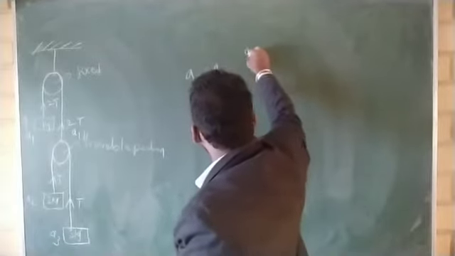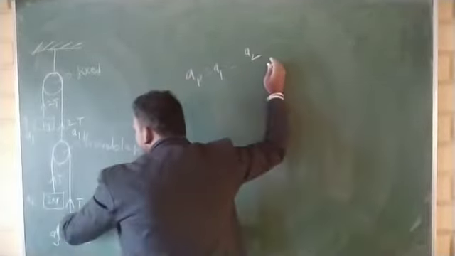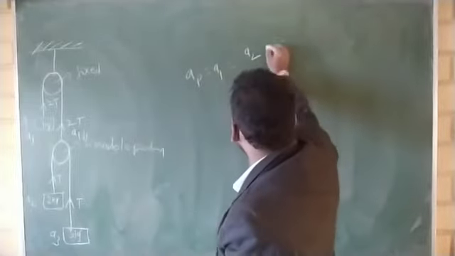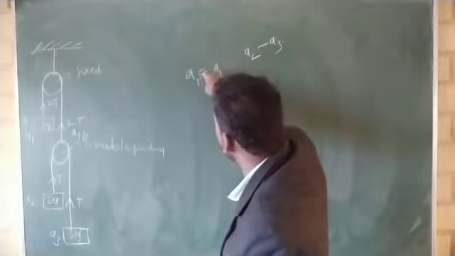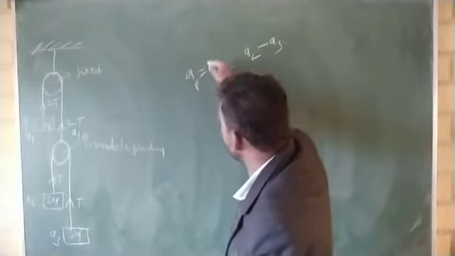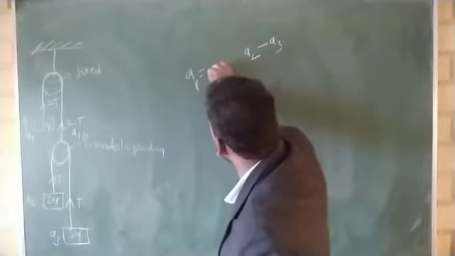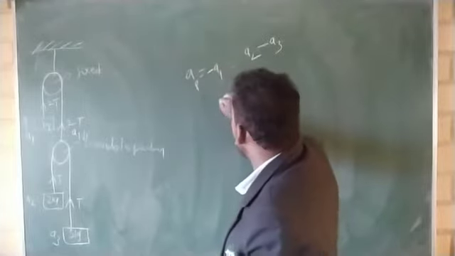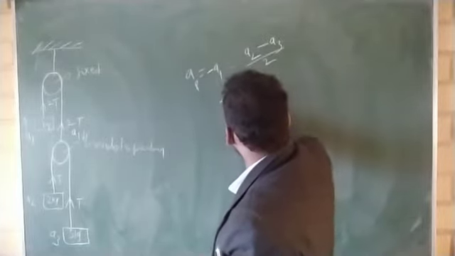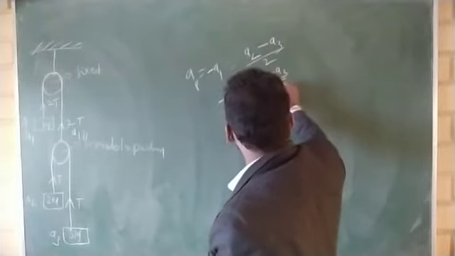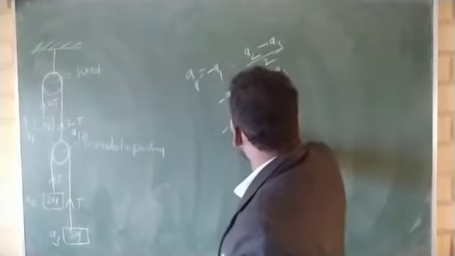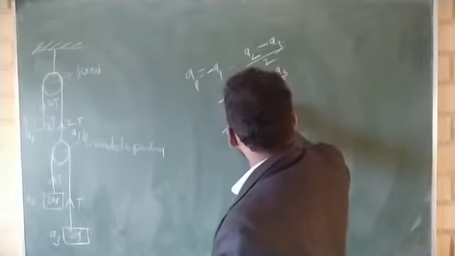We take a2 as positive. And a3 is in the downward direction, we take it as negative. Here a1 is also AP. The acceleration of the movable pulley is also in the downward direction. Therefore, AP is also negative. Minus AP, divided by 2. Minus a1 is equal to (a2 minus a3) divided by 2. The 2 comes to this side. Minus 2a1 is equal to a2 minus a3.